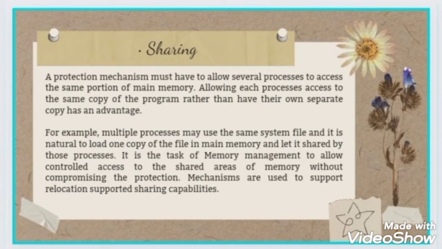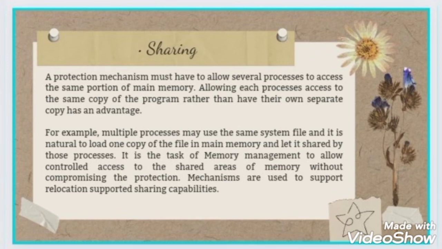A protection mechanism must allow several processes to access the same portion of main memory. Allowing each process access to the same copy of a program, rather than having their own separate copy, has an advantage. For example, multiple processes may use the same system file, and it is natural to load one copy of the file in main memory and let it be shared by those processes. It is a task of memory management to allow controlled access to the shared areas of memory without compromising the protection. Mechanisms are used to support relocation and sharing capabilities.